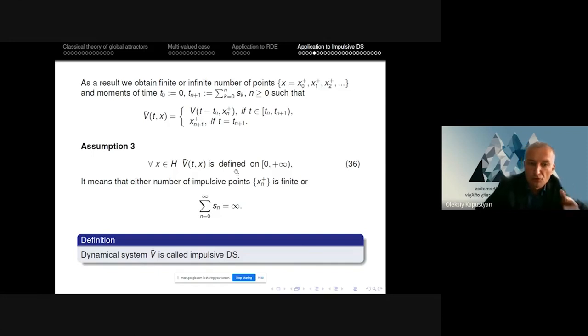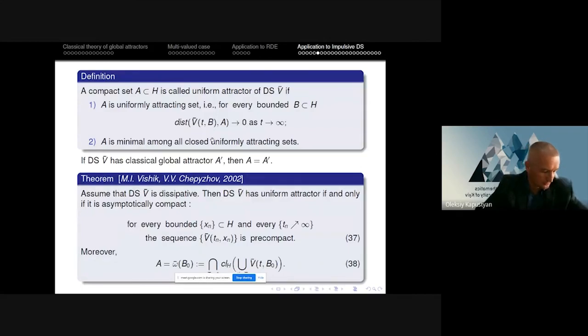So the semi-group property holds. But of course, we cannot speak about continuity in any sense. And so we need to adopt the notion of global attractor, and we can use here the well-known notion of uniform attractor. So what does uniform attractor mean? A compact set A is called a uniform attractor of our dynamical system V bar if A is a uniformly attracting set, and instead of invariance, we can require the minimality property. So A is minimal among all closed uniformly attracting sets. Of course, if the dynamical system has a classical global attractor A prime, then A equals A prime, no problem.